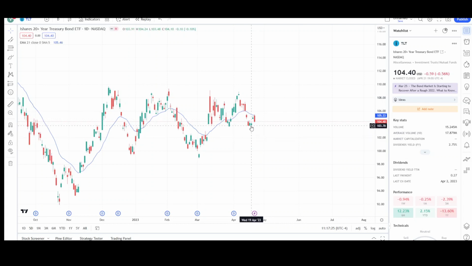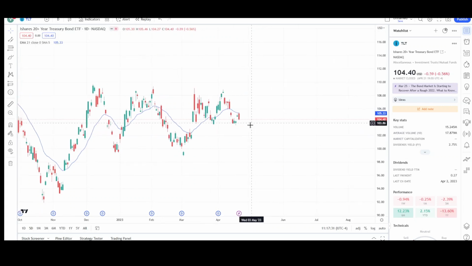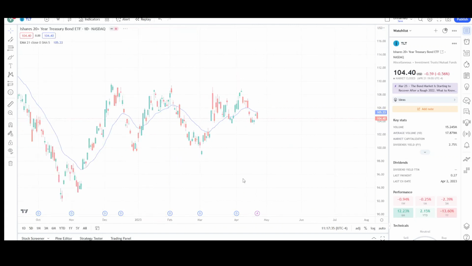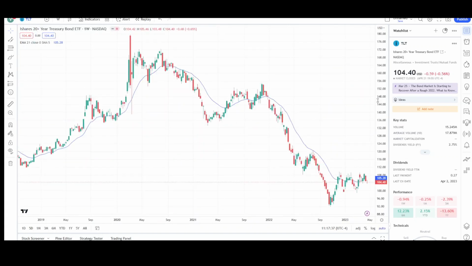Longs are the ones that got trapped trying to buy right here. So we'll see if that occurs. But as of right now, prices are looking a little bearish in the short term. So that's everything on the daily. Here is the weekly chart.